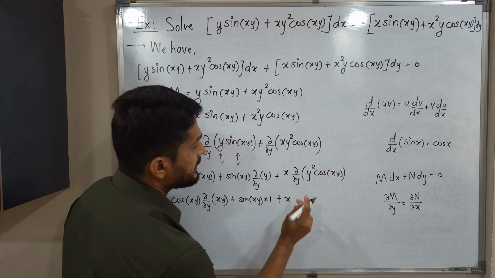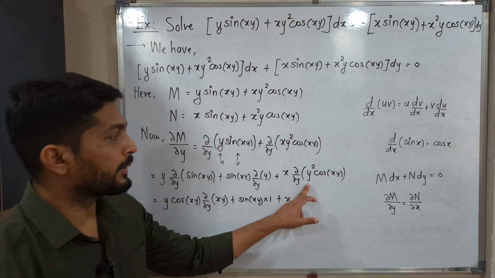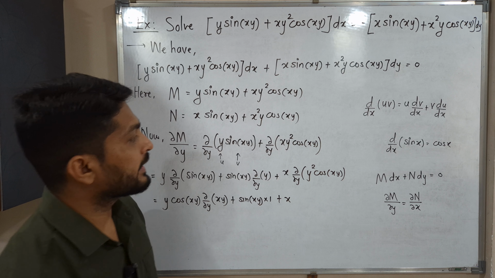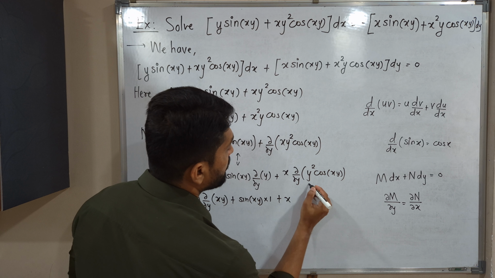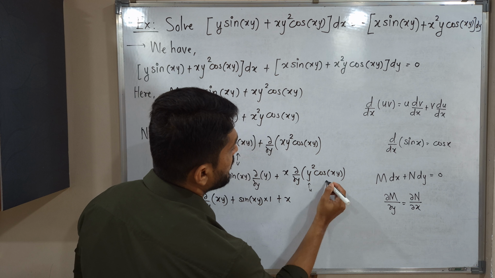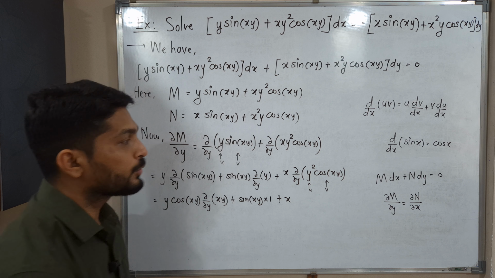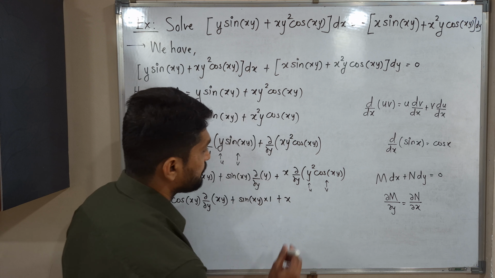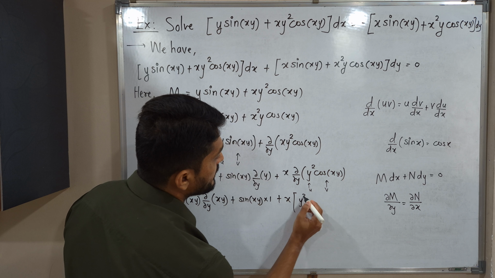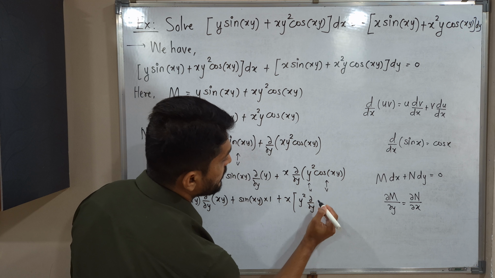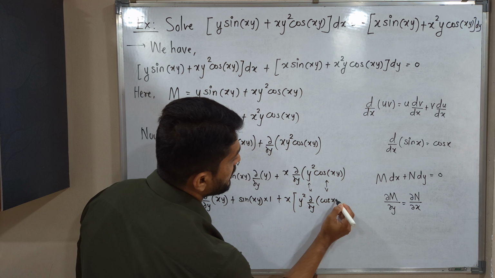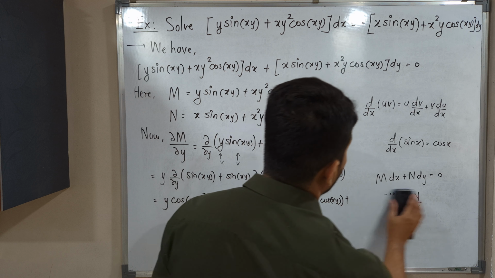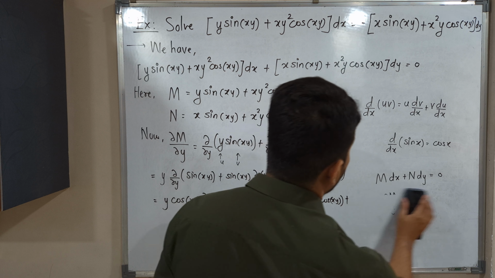Plus x. But see here, y square cos xy. y square is a function, and cos is also a function, so again I need to use this formula u into v. This y square is my u and this cos is my v. So first into derivative of second plus second into derivative of first. y square as it is, so the derivative of cos xy, plus, I want some more space to write, so let me remove this part.